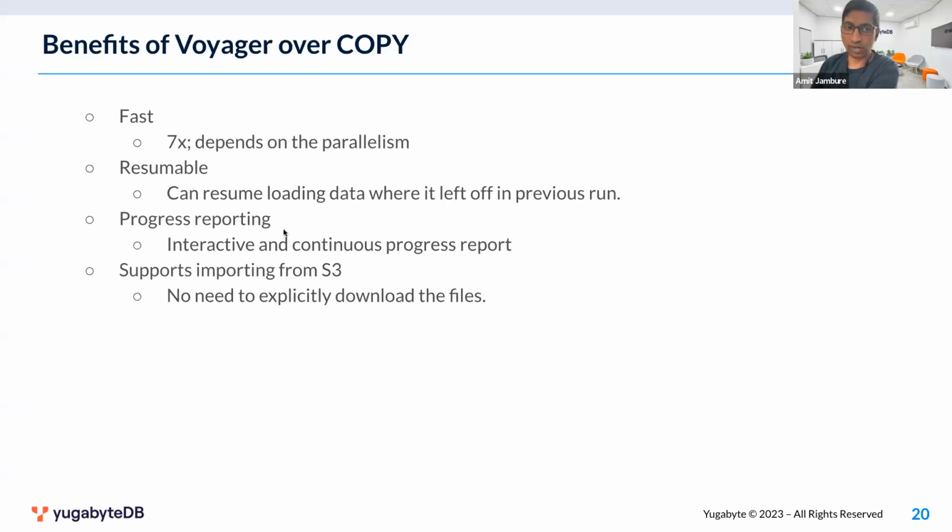Then progress reporting. The COPY command will come back only when the data ingestion is done. But Voyager will continuously keep telling you the progress that it has completed. And with the recent release, Voyager also supports importing files from S3 itself. Let's say your CSV file or text file is present in an S3 bucket, you can directly mention the S3 bucket address to Voyager, and it will stream it without loading the entire file on local disk first. So the local disk requirement is very low in this case.